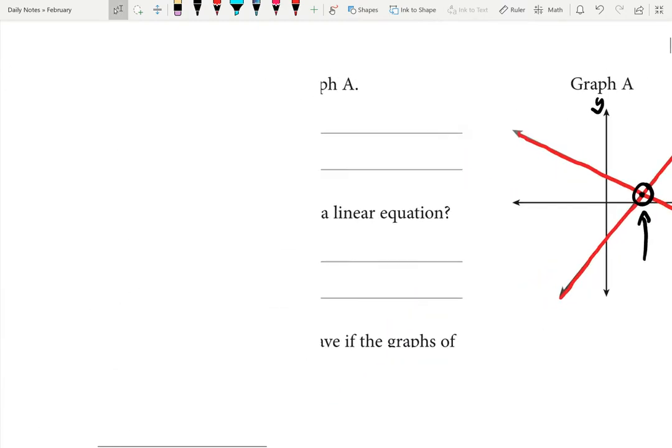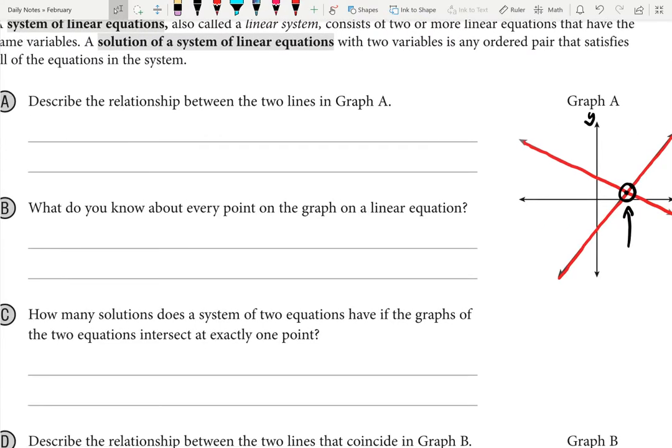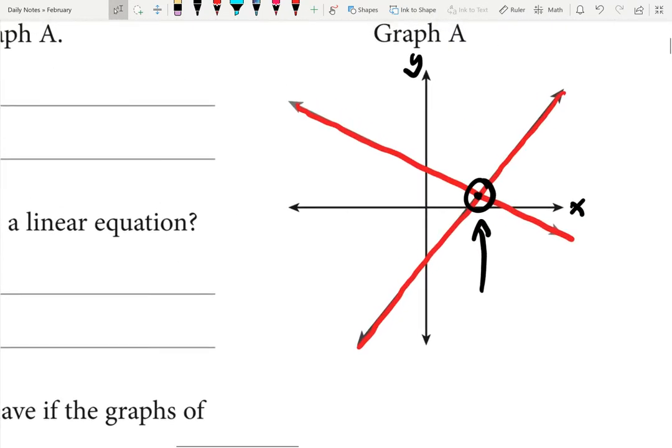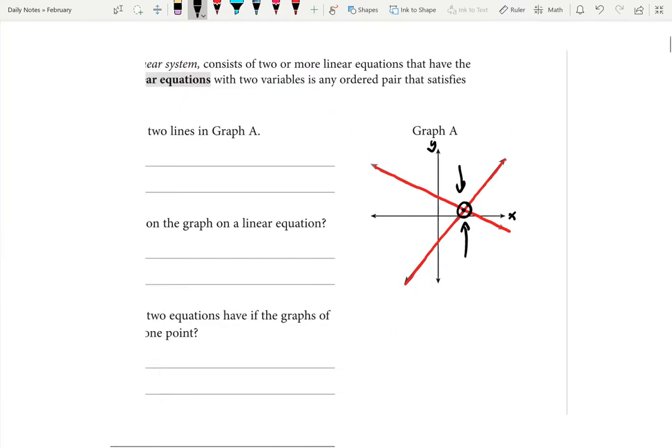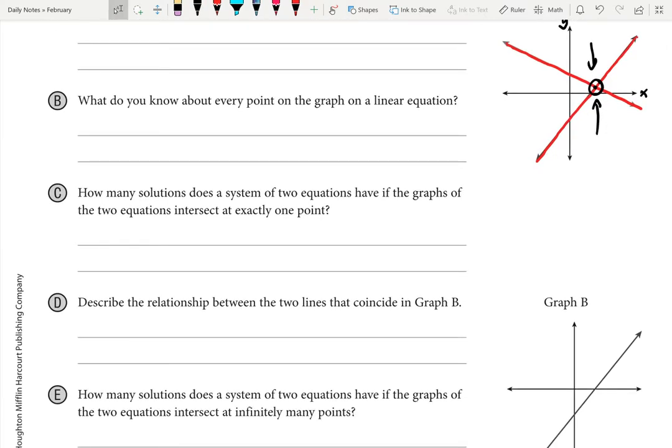Okay. So what other questions do we have? What do you know about every point on the graph of a linear equation? Well, we know that all the points on the lines are different, except for that one point that I've mentioned here where they cross that they have in common. That one point is on both lines, but every other point on those lines is different. How many solutions does a system of two equations have if the graphs of the two equations intersect at exactly one point? And the answer is they only have one solution, because the solution is where they cross, the point at which they cross.